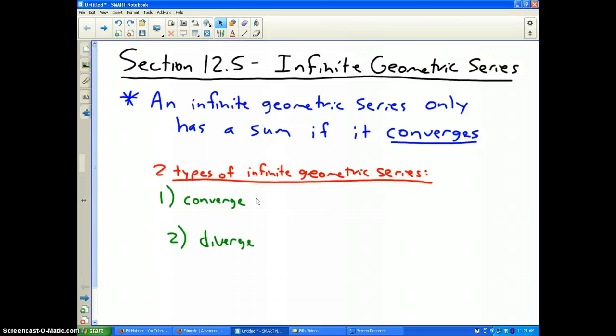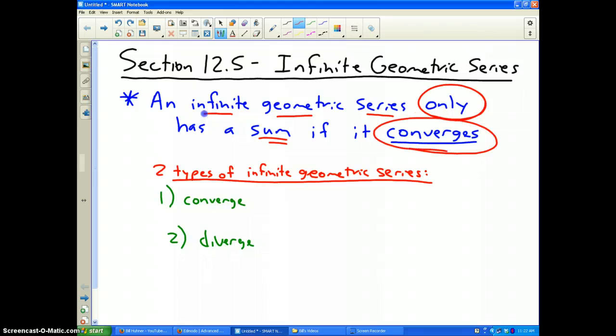We're now to the last section in Unit 12, Section 12.5, which is on infinite geometric series. Now, in the last video in geometric series, we talked about finite series. We're also going to discuss infinite series. An infinite geometric series only has a sum if it converges. Write that down.